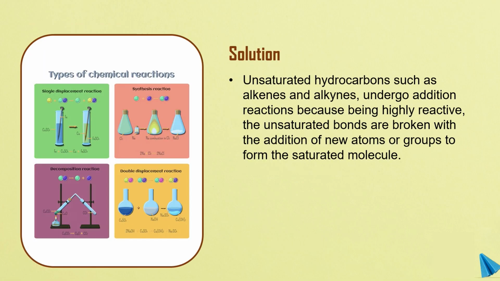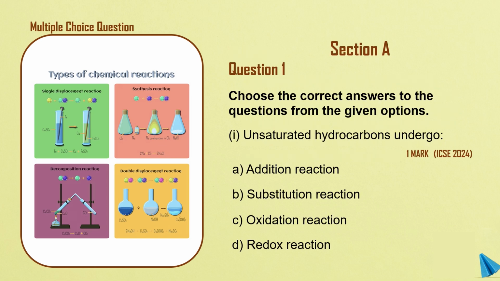Unsaturated hydrocarbons such as alkenes and alkynes undergo addition reactions because being highly reactive, the unsaturated bonds are broken with the addition of new atoms or groups to form the saturated molecule. So what is the right answer? The right answer is option A, that is addition reaction.